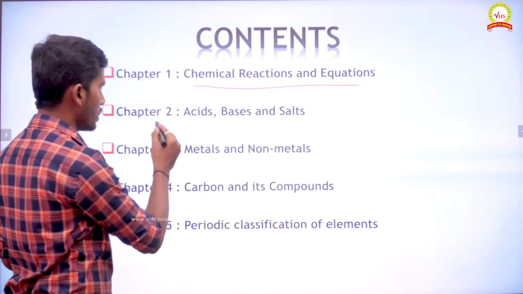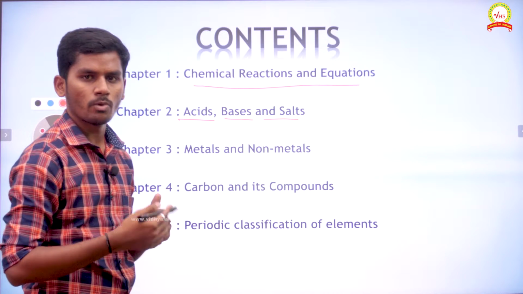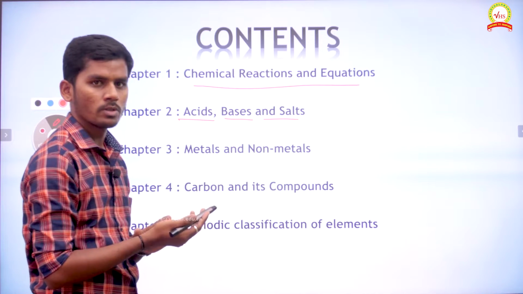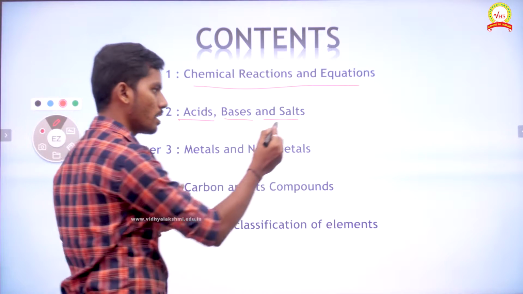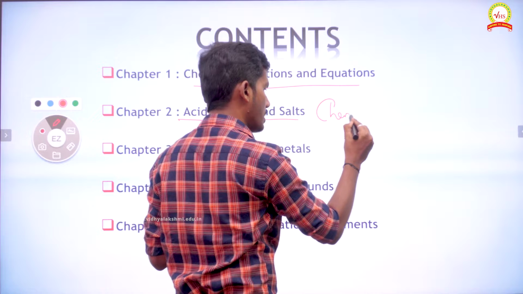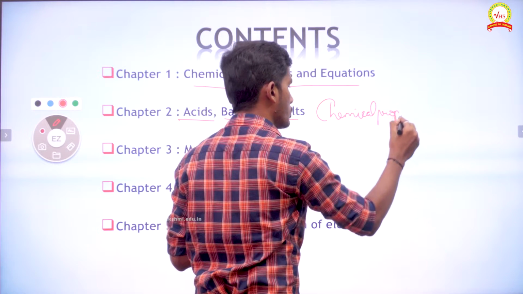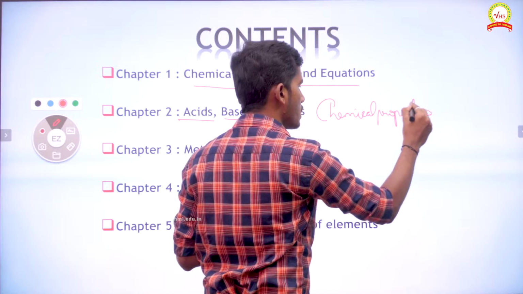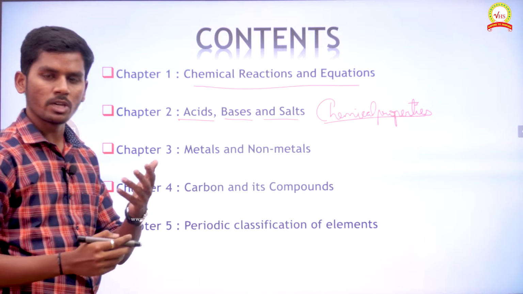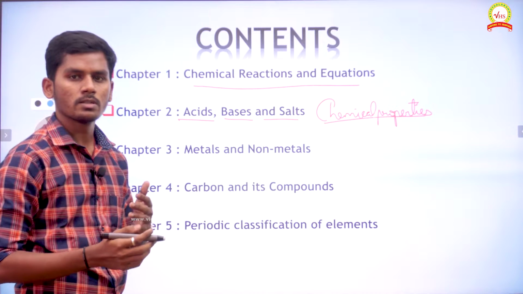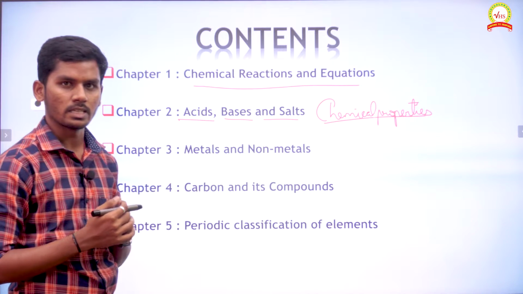In the second chapter, acids, bases and salts. Already you would have known what is an acid, what is a base and how the salts are formed. So specifically in this second chapter, we will be discussing chemical properties of acids as well as bases and also of salts. We will be discussing in detail specifically about 5 salts. We will be discussing how it is being prepared and what are the uses of that salts, especially we will be discussing in this second chapter.